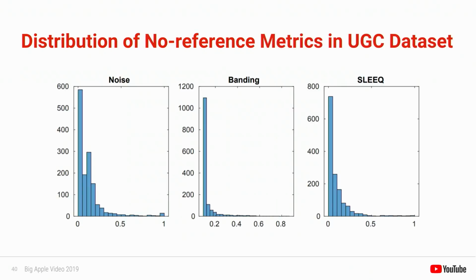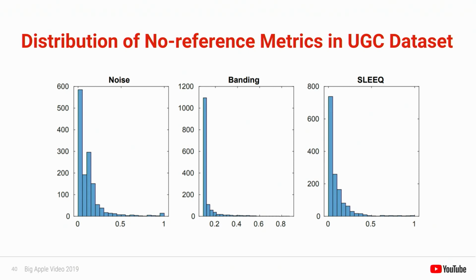As I said before, we computed those 3 no-reference metrics for each video in the data set. In each case, the raw scores were converted to DMOS, or differential mean opinion scores, where 0 is the best and 1 is the worst. Here are the distributions of the DMOS scores for each metric.